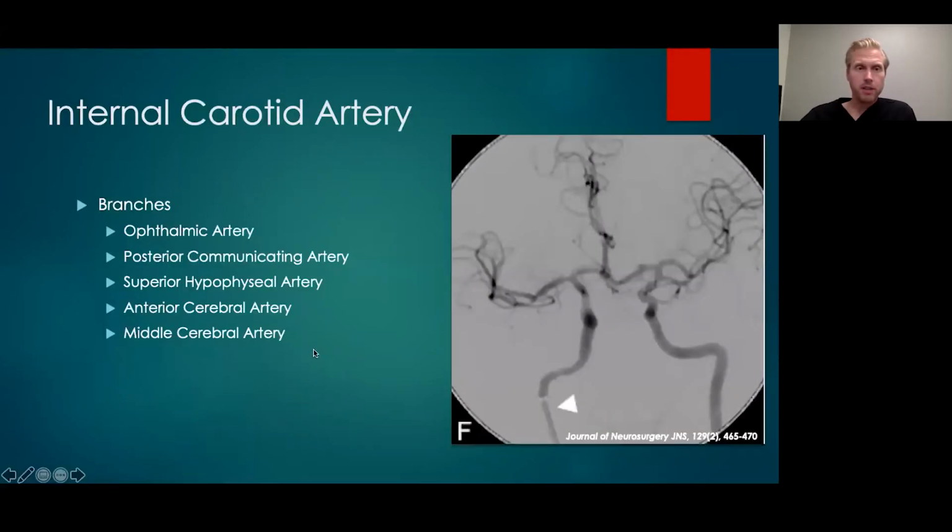So the major branches of the internal carotid artery, this is an anterior view here. And this is unique in that you can actually see both carotids going to the brain and both sides of the anterior circulation at the same time, via someone that had a carotid occlusion. We were able to push dye through the entire anterior circulation when they injected via the tip of this catheter here.